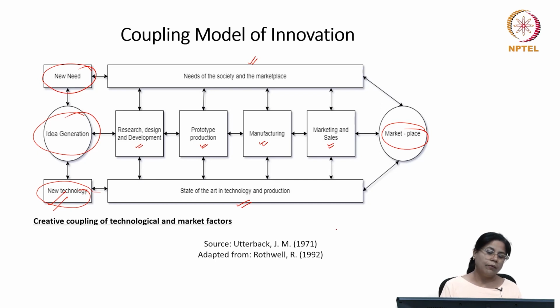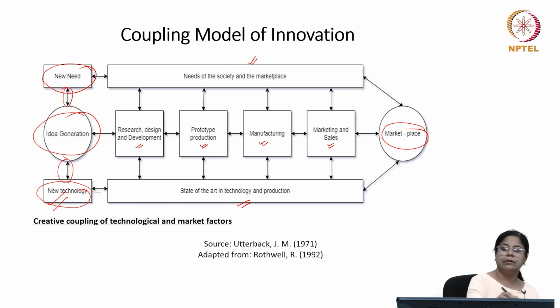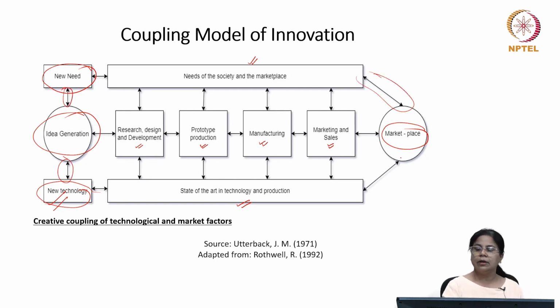Very clearly, one very important contribution that comes from this coupling model is these arrows. Now you find that all the arrows which we have looked at in these models have feedback from both ends. So the marketplace contributes towards the state of the art and technology, and any challenge that may emerge in research, design and development has a feedback effect towards the state of the art, prototype production, manufacturing, marketing.